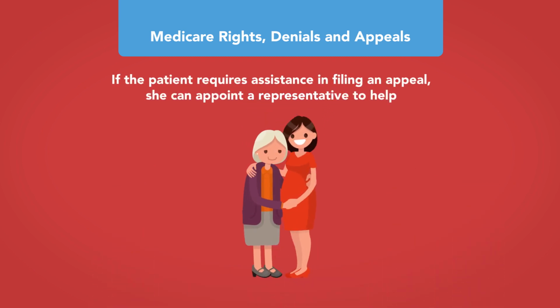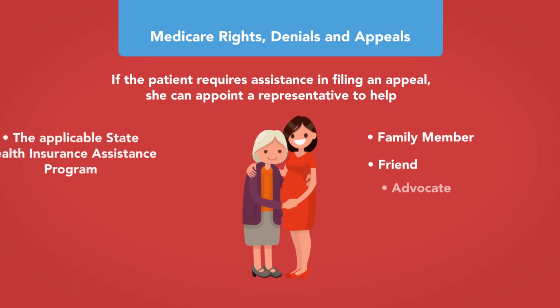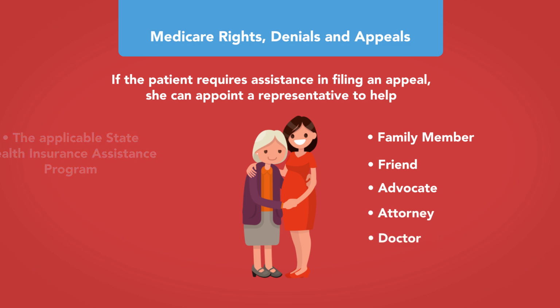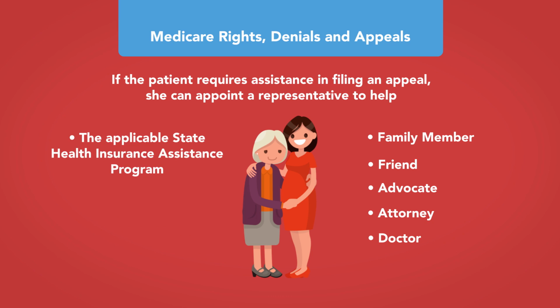If the patient requires assistance in filing an appeal, she can appoint a representative to help. This can be a family member, friend, advocate, attorney, doctor, or anyone else who may act on her behalf. She may also get help from the applicable state health insurance assistance program.